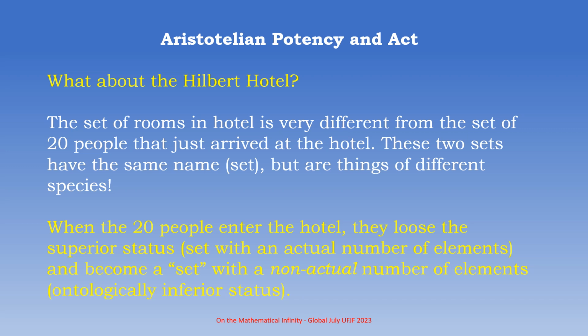When the 20 people enter the hotel, they lose the superior status, which is the set with an actual number of elements, with the set with a definite number of elements. They lose this superior status and become a set with the status of having a non-actual number of elements, or if you want, a potential number of elements, which is ontologically inferior status. So that's because infinite is infinitely less than finite. Right?